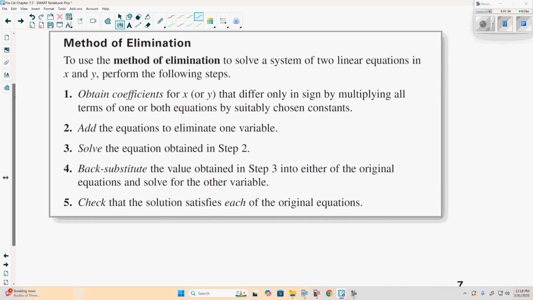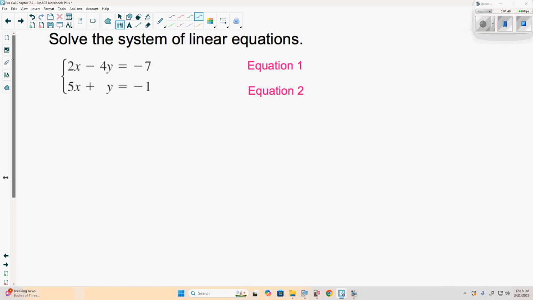So to use the method of elimination, one, we obtain the same coefficient for x or y. Different sign, same sign, either one, add or subtract depending on the signs, and then solve for one variable, then find the other.